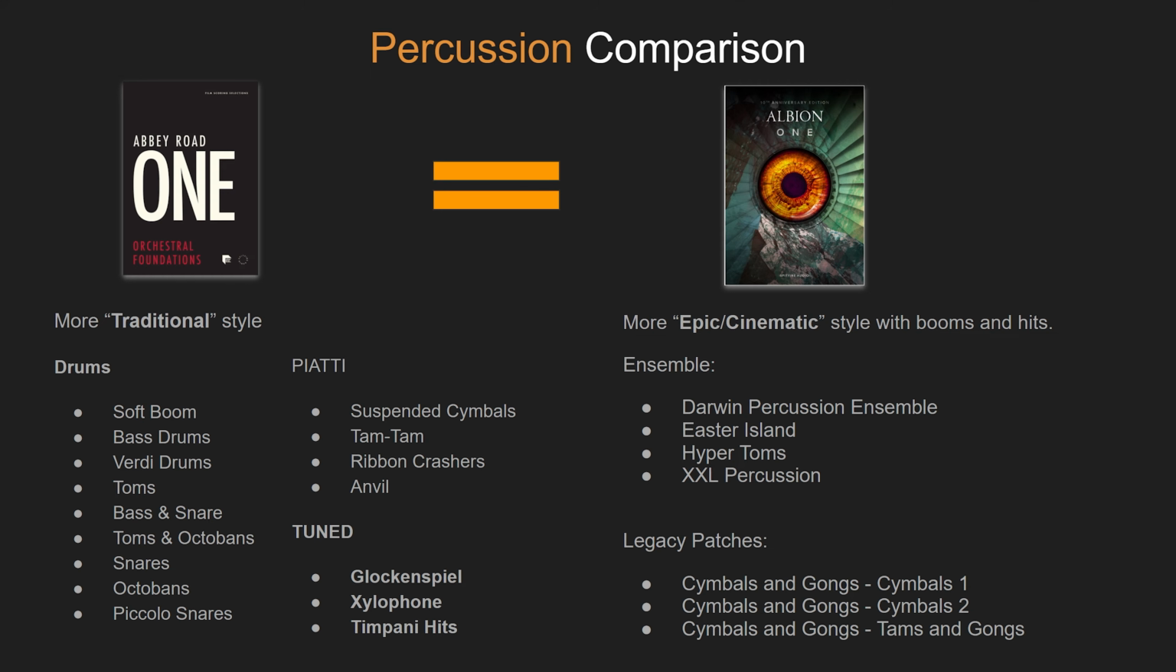Albion One, however, has the Darwin Percussion Ensemble, Easter Islands, and Hypertoms, all these fancy names, but they're more geared towards epic cinematic style. So there's booms and hits and whooshes and stuff like that, more tuned towards a hybrid orchestral type of arrangement. With that, there are some traditional legacy patches of cymbals in there. There's the tam-tams and gong sounds as well, but you won't find timpanis, for example, which are a lot of times the bread and butter of classic compositions.